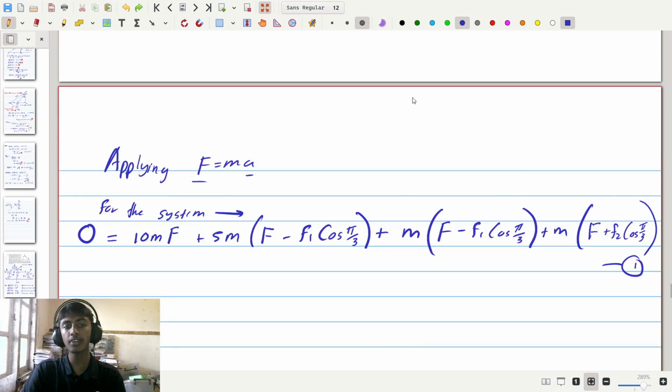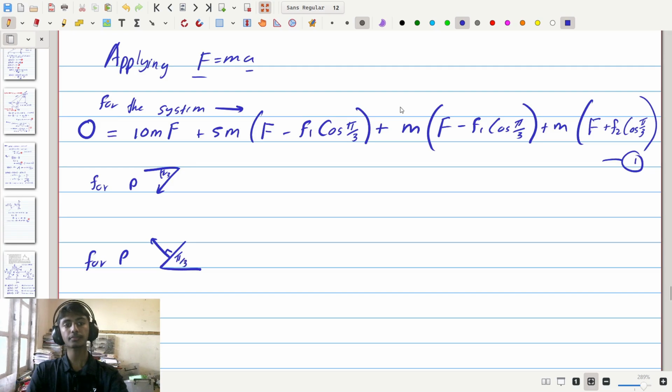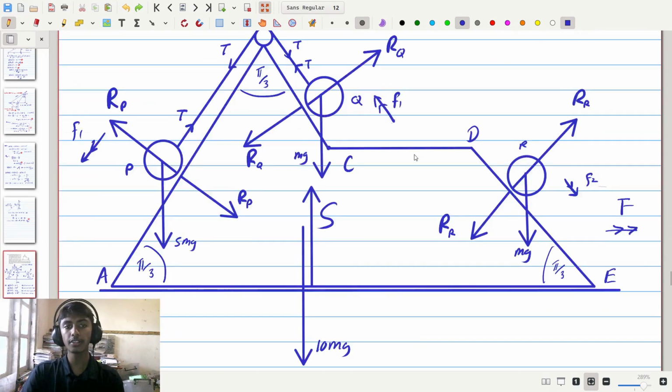So what I'm going to do next is to apply F equals ma for P, and we apply it for P down the slope. So I'm going to mark the angle as pi by 3 here to indicate it's down the slope, and then I'm going to again apply it for P, but this time I'm going to apply it in the direction perpendicular to the slope like this. I'm going to mark it like this, and we can mark this angle as pi by 3.